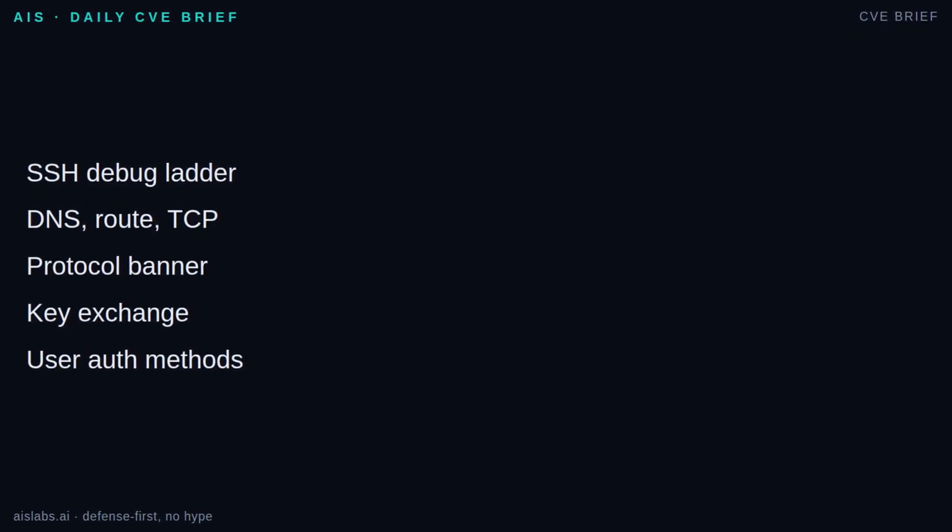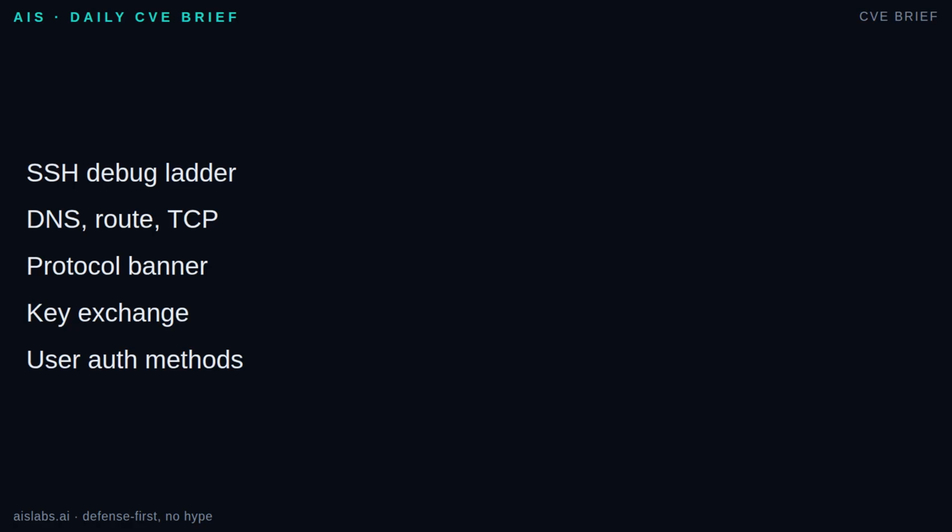OpenSSH debugging follows the same sequence as the connection. First, the client resolves the name and opens a TCP connection to the host and port. If that fails, you see refused or timeout before any SSH protocol work. If TCP succeeds, the client and server exchange version banners, then negotiate algorithms, then perform key exchange. Only after that does user authentication begin.